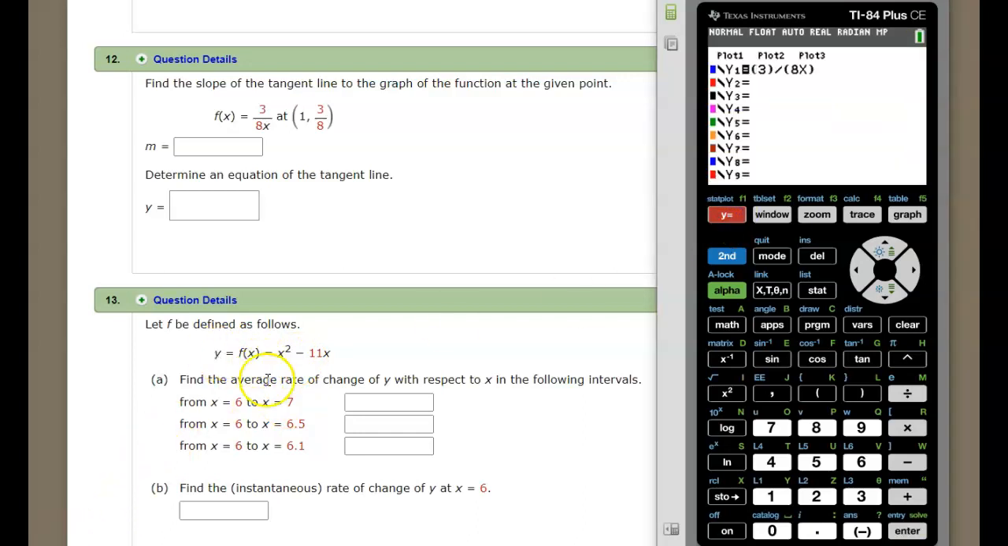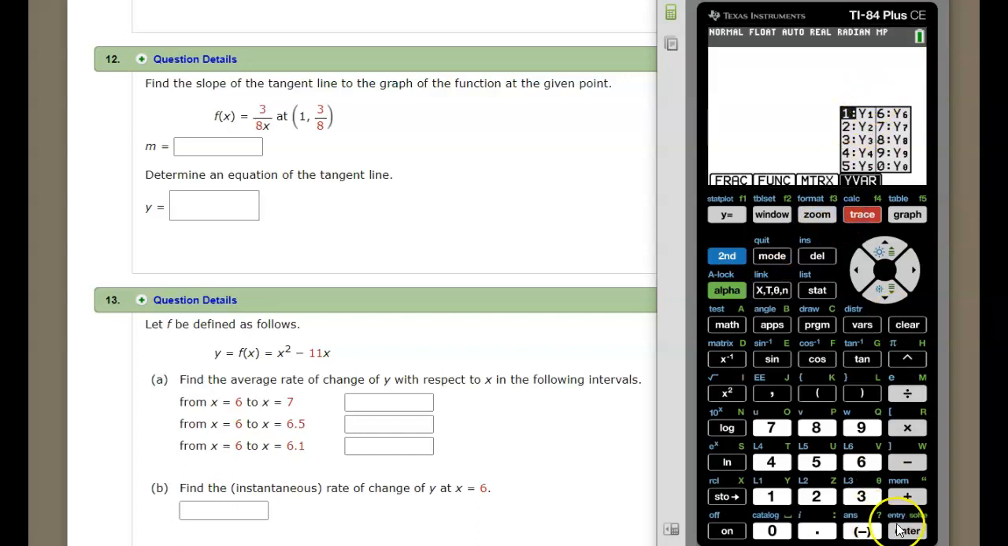So I would put this y in, since I'm going to use it several times, into y equals. So we have x squared minus 11x. Second quit. Now I need a couple of y values. I need the y value at x equals 6. And to do that, if you have a TI-84 that has this ability, alpha calc will give you the y1. And then you'll do parentheses 6. That would give you one of the y1s.